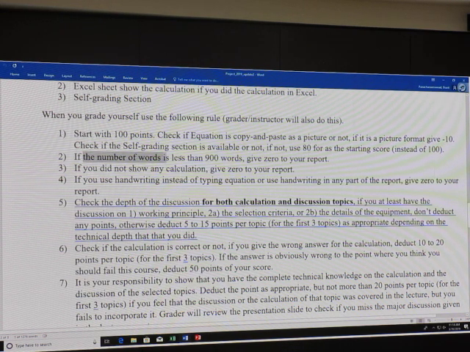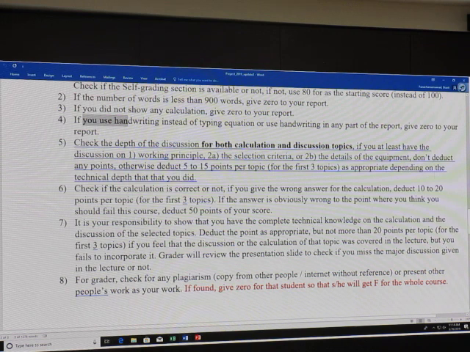If the number of words is less than 100 words, just keep 0 to yourself. If you did not show any calculation, just keep 0 to yourself. If you use handwriting instead of typing equations, in any part of the report, just give 0 to yourself. Check the depth of the discussion for both calculation and discussion topic. If you at least have the discussion on working principles, selection criteria, and the detail of the equipment, don't deduct any points, otherwise deduct 5 to 15 points per topic as appropriate, depending on the technical depth that you did.